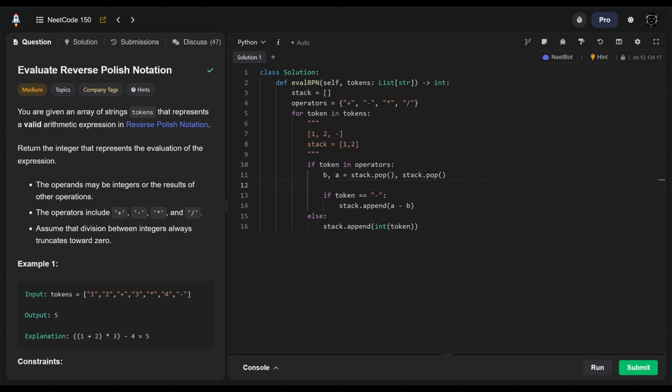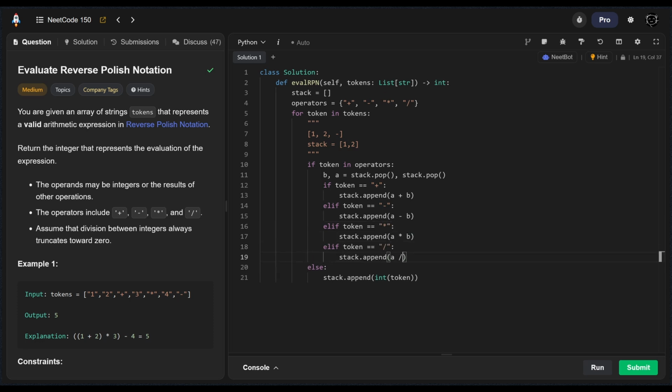Then we can kind of fill out the if-else chain with the other operators. If token is equal to plus, append the result of the addition back to the stack. Stack.append A plus B. And of course, this has to be elif now. And multiplication is kind of the same deal.